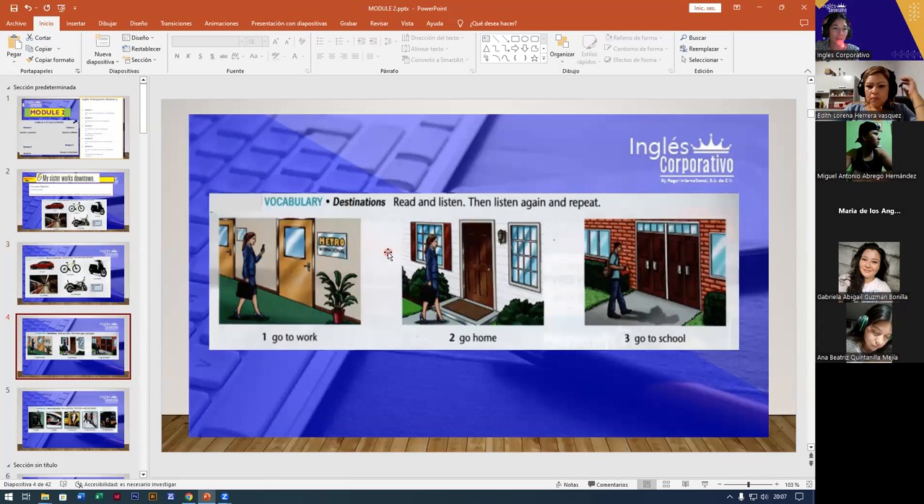Now, we also have vocabulary about destinations, referring to the places or the area that we need to go. For example, go to work, go home, go to school. So we have different places. The same, we can say go to the university, go to the restaurant, go to the food court, go to the pharmacy, right? Other places.